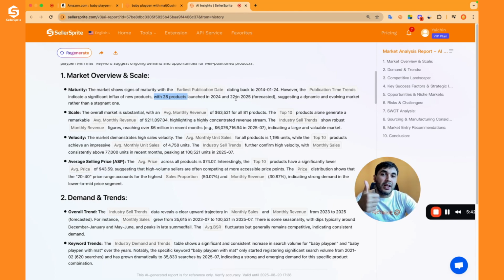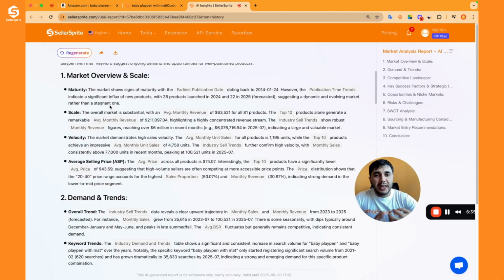And 22 products are forecasted for 2025, because maybe in the first half of last year 14 products launched, and in the last half of the year 14 products launched. But this year, in the first half of 2025, 11 products launched, so we estimate there will be 11 additional products as well. The suggestion is a dynamic and evolving market rather than a stagnant one. Based on our analysis, we find there is a market constantly adding new products. In 2024, there were 28 products. This year, 22 products. Next year, probably around 20 products as well.